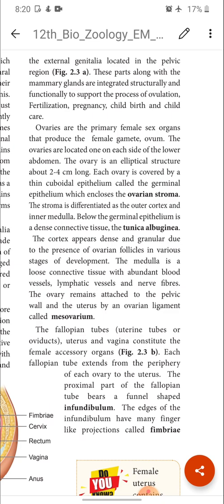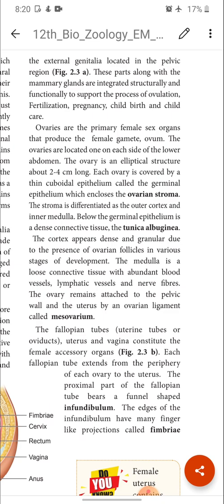Below the germinal epithelium is a dense connective tissue, the tunica albuginea. Okay, below the germinal epithelium. So ovaries are covered by a tissue made up of germinal epithelium. Below the germinal epithelium, a dense connective tissue called tunica albuginea is present. Next, let's see about the cortex.